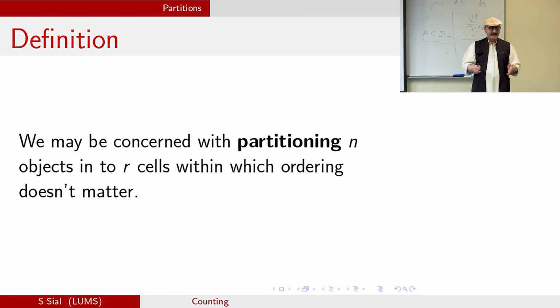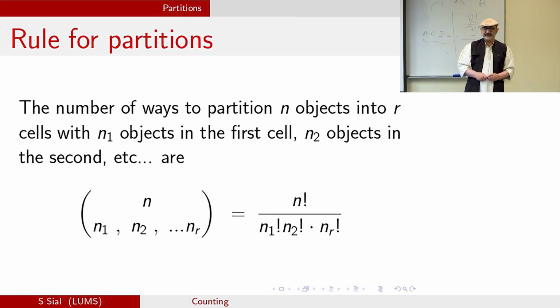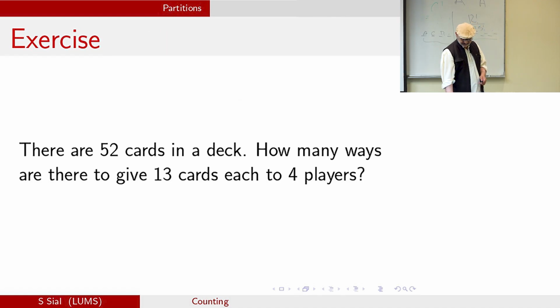You're partitioning n objects into R cells, R boxes, and then within the box you don't care how they're ordered. Okay? So the general rule for that is n factorial divided by the number in the first box factorial, second box factorial, number in the third box factorial, and so on.